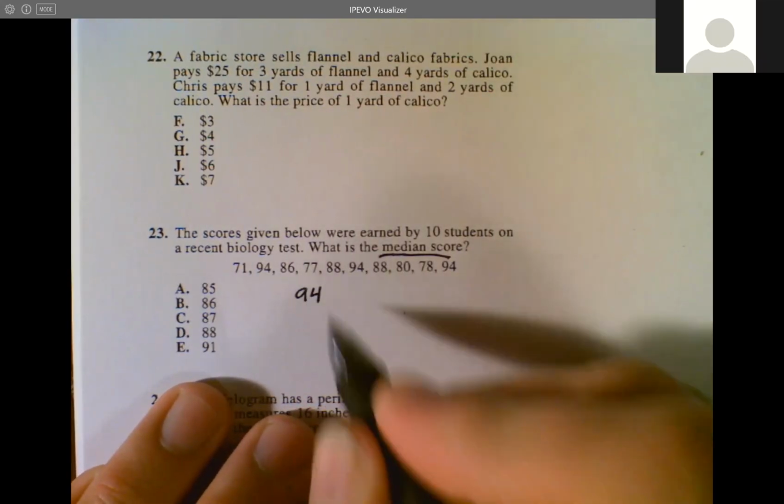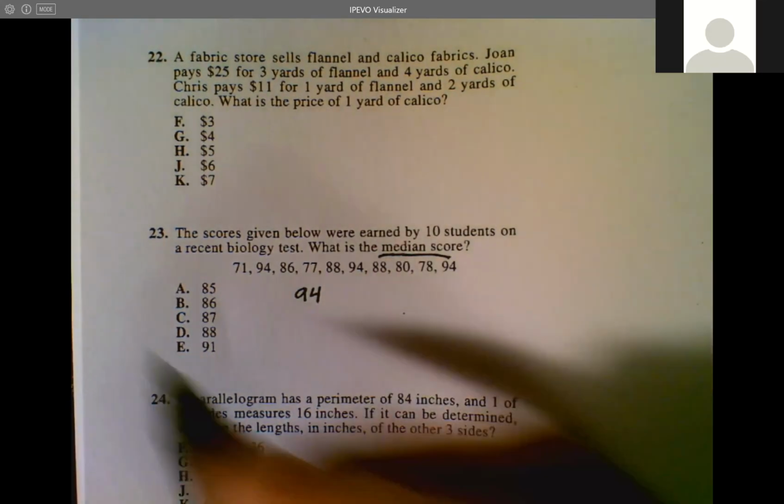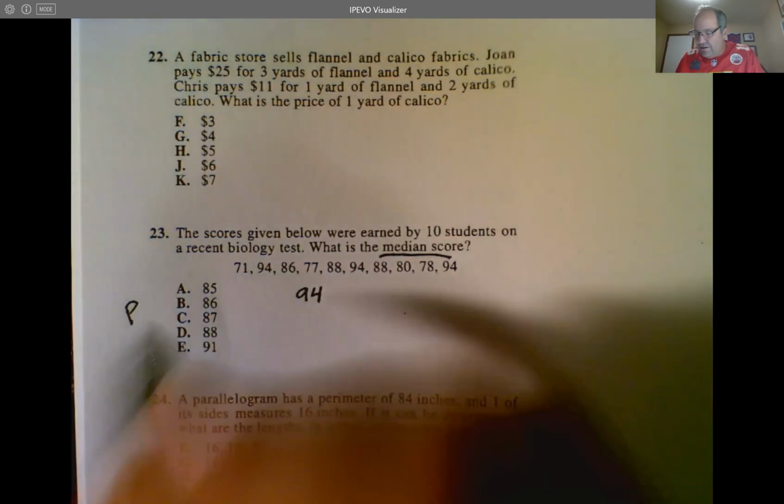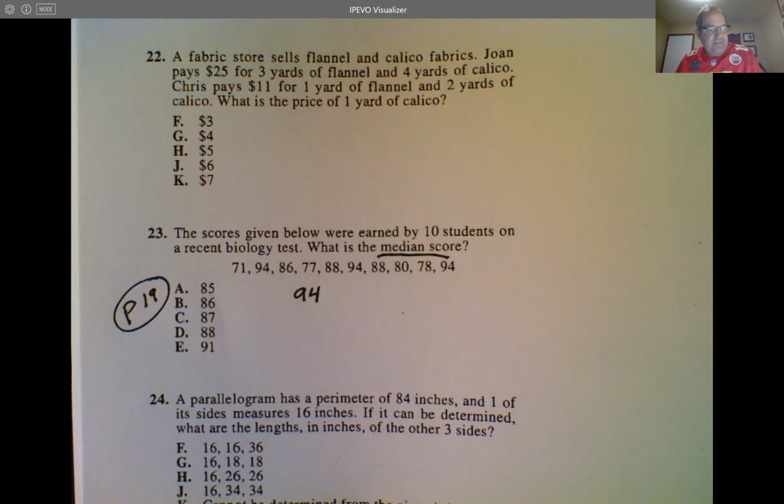Where are we? Oh, okay. So this is page 19, and it's the same ACT test that Mr. Williams was using. I think when we do this again, we're going to number every single page in this book.